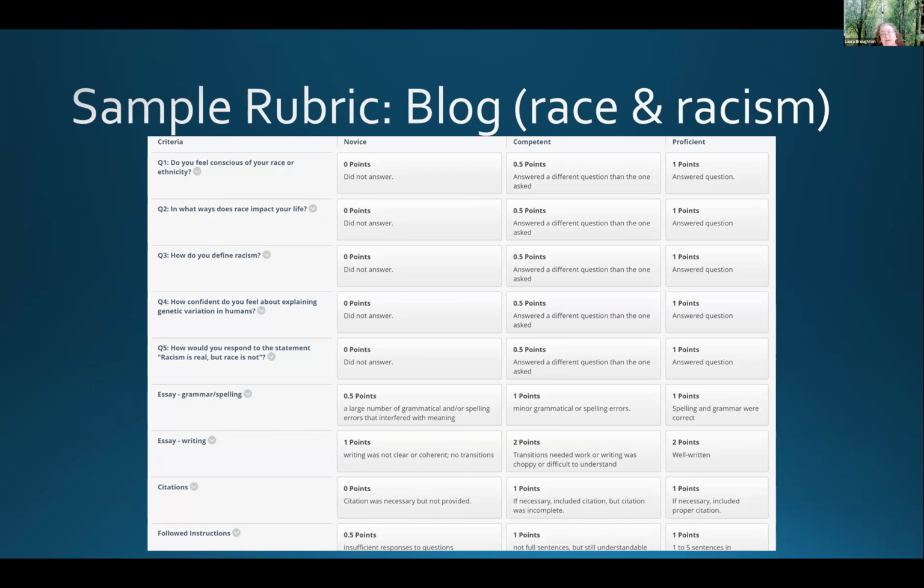And this is where the rubric comes in. The first 5 things here, if you can't read them, it's okay. These are the questions that are being asked for the race one. And then if they answer the question, even if they don't give the answer I like, they still get full credit.